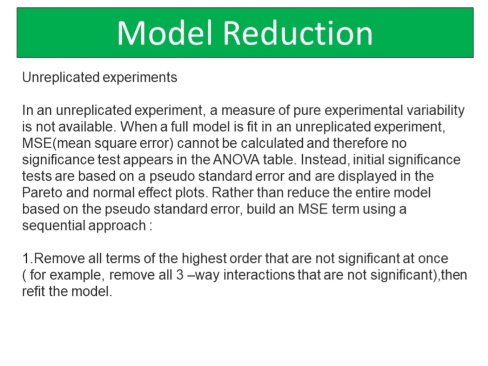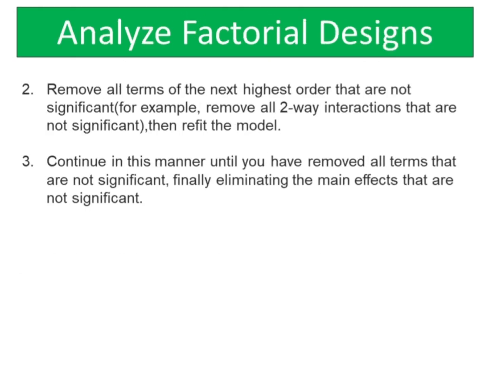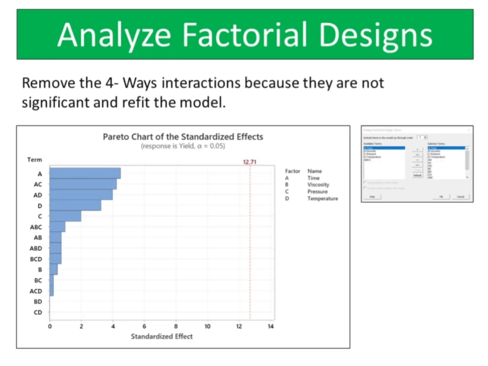1. Remove all terms of the highest order that are not significant at once, for example, remove all three-way interactions that are not significant, then refit the model. 2. Remove all terms of the next highest order that are not significant, for example, remove all two-way interactions that are not significant, then refit the model. 3. Continue in this manner until you have removed all terms that are not significant, finally eliminating the main effects that are not significant. Remove the four-way interactions because they are not significant and refit the model.